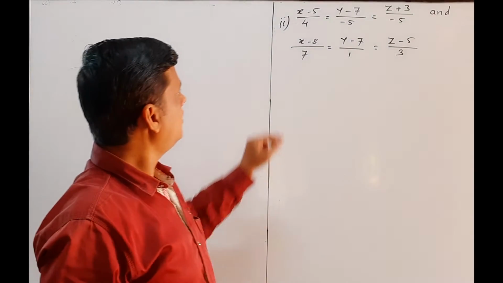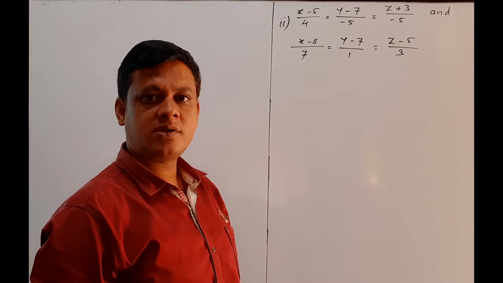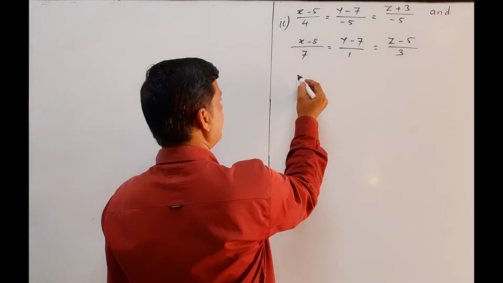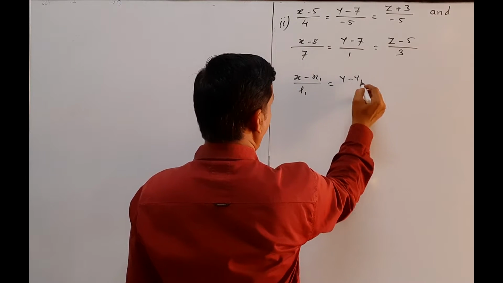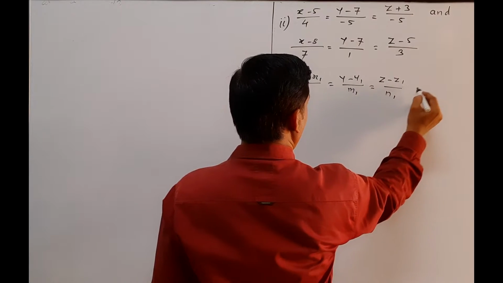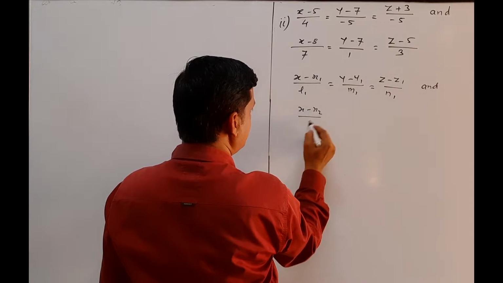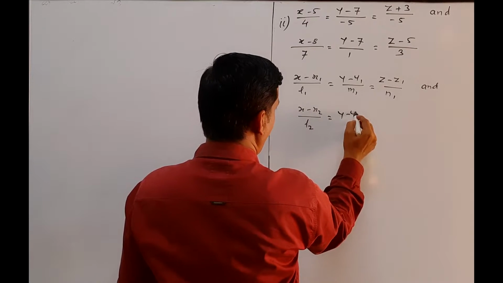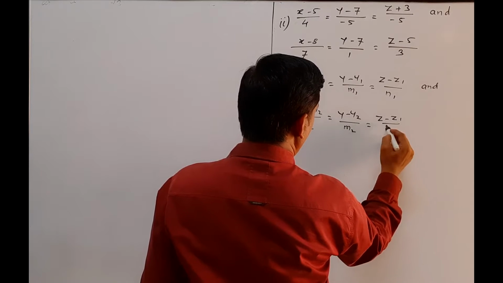Now see sub question second. The given equations are of the form x minus x1 upon L1, y minus y1 upon M1, z minus z1 upon N1, and the second equation is of the form x minus x2 upon L2, y minus y2 upon M2, z minus z2 upon N2.